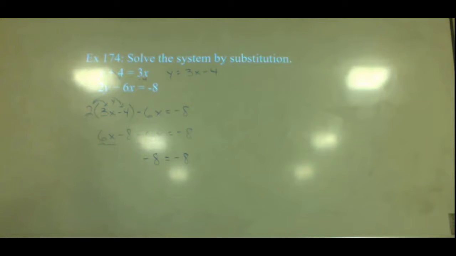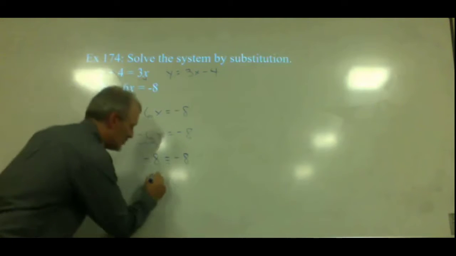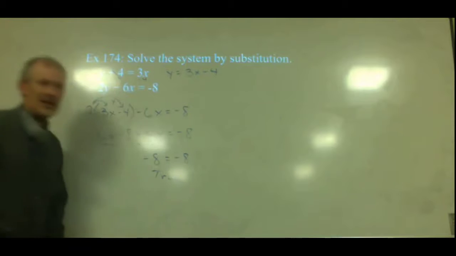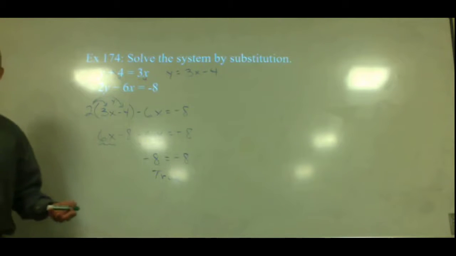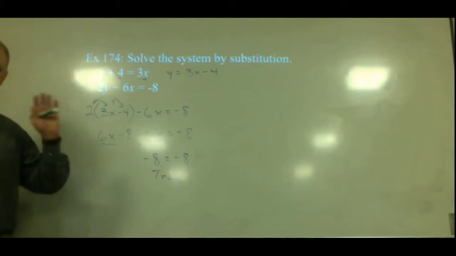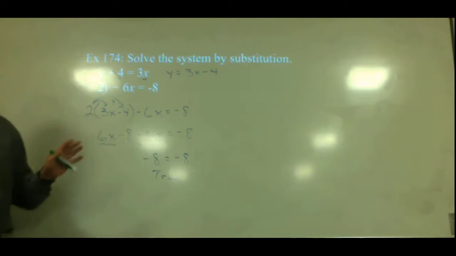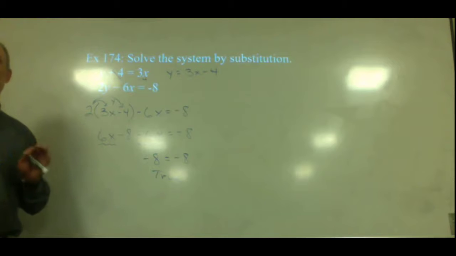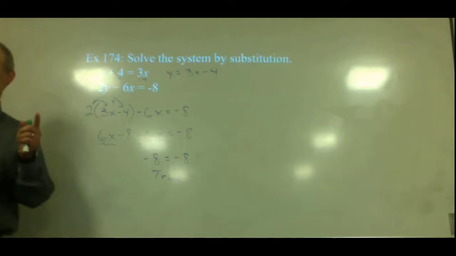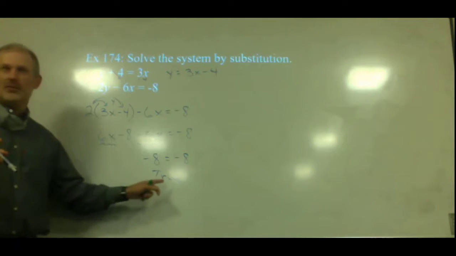And you're like, well, duh. Of course, -8 equals -8. But here's the important thing. This is a true statement, right? There's no way to make it false. -8 equals -8. There's no variables left. It's either true or it's false. Does that make sense? So if all the variables cancel out, that's one of our special cases. It's either always true or it's always false. In this case, always true.